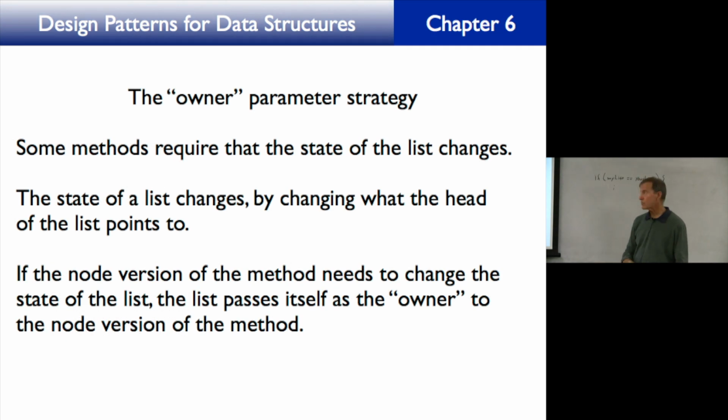Now comes the next really big technique that we're going to be using again and again. This is called the owner parameter strategy. What we've done so far is, equals doesn't change any of the lists, right? But are these lists that we're working with mutable or immutable? They are mutable, so they can be changed.